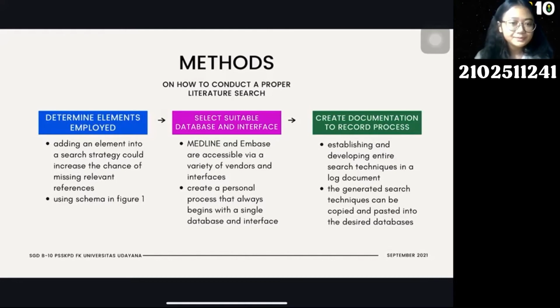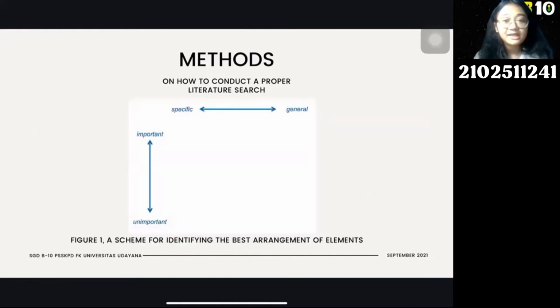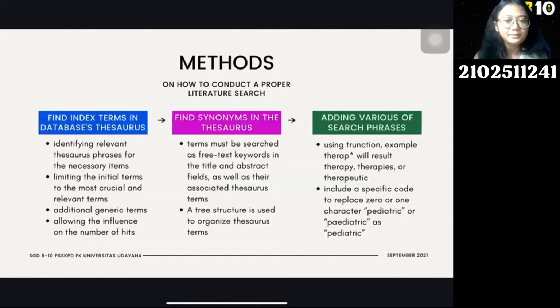Next slide. This is the scheme that I was talking about. Next slide, please. Next is find the acceptable index terms in the first database source. We recommend limiting the initial terms to the most crucial and relevant terms. You can also add the generic terms and also allow the influence of the number of hits.